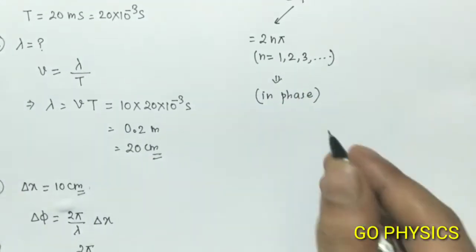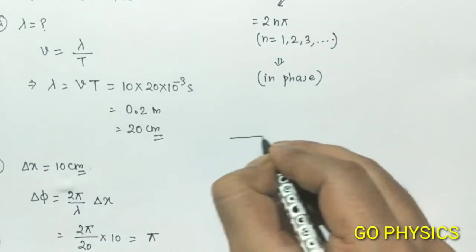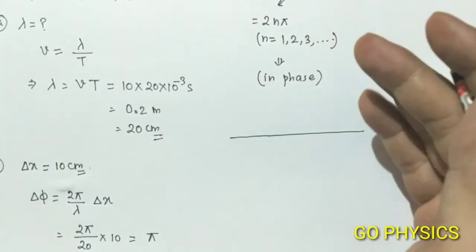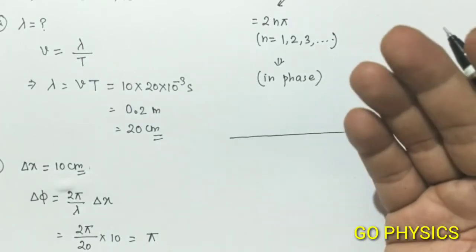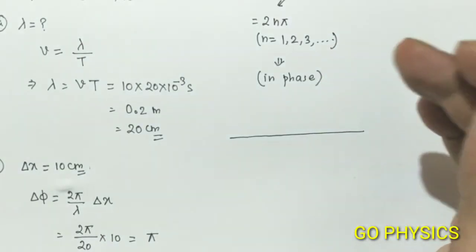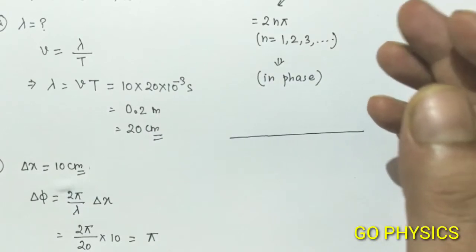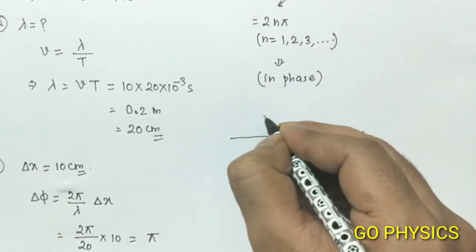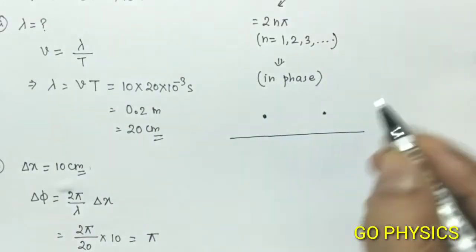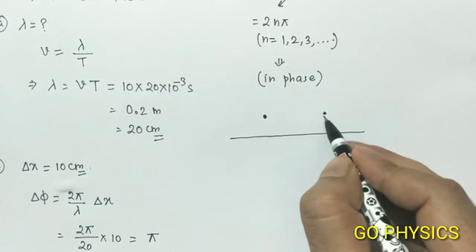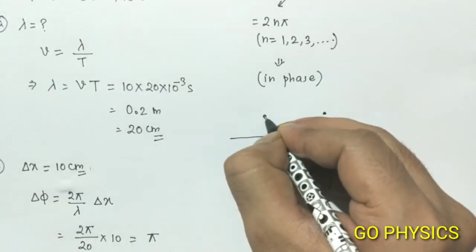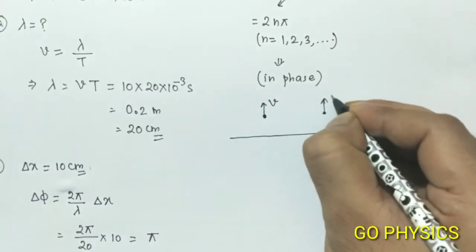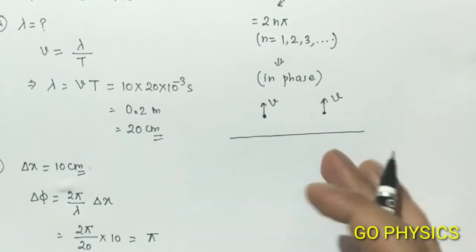Now what is the meaning of in phase? Let's see here. Suppose this is the mean position of all the particles. So in phase means same state of motion, or the two particles will have same displacement from their mean position moving in the same direction also. So from the mean position, if we take two particles, both particles will have the same value of displacement, that is the same y, and both will go up or down with the same speed or the same velocity. So this is the meaning of in phase.